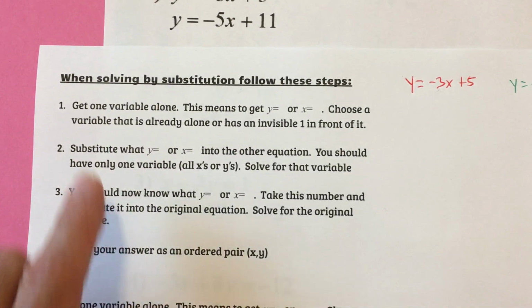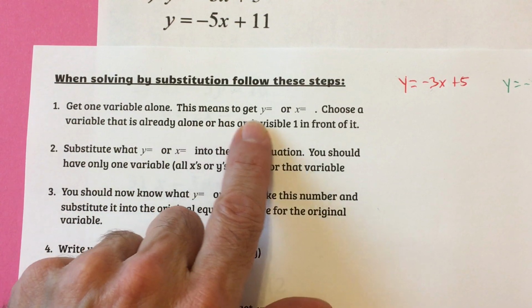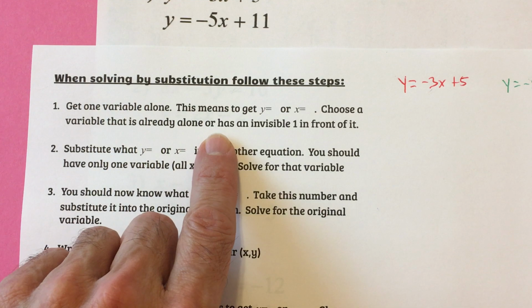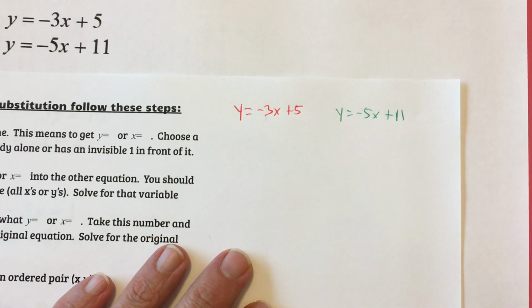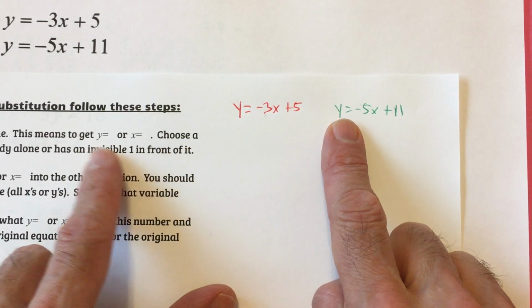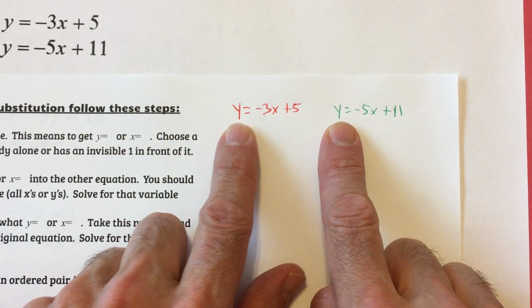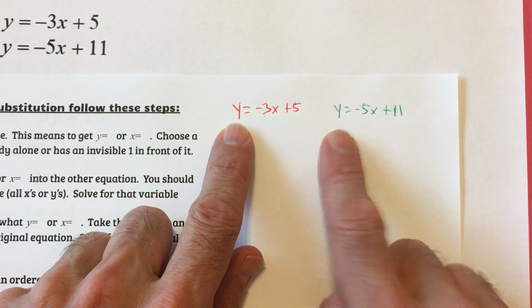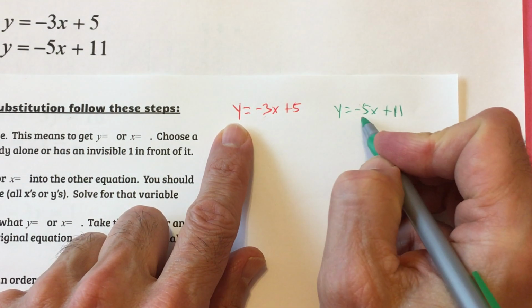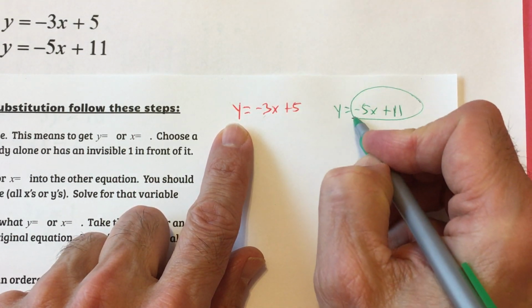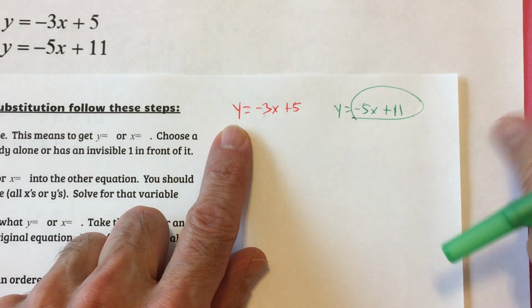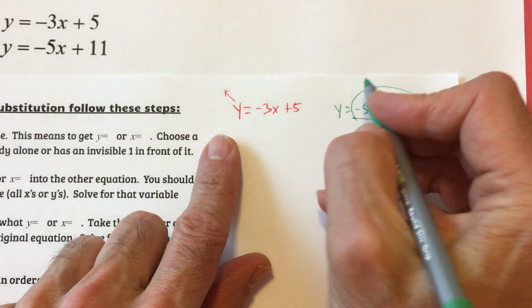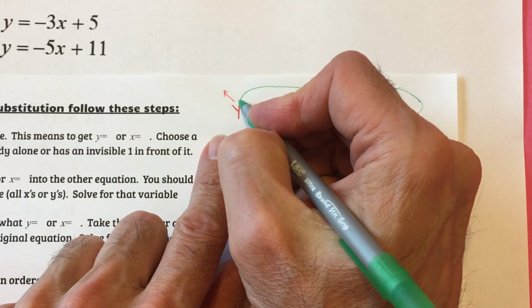I'm going to go back to the directions. It says get one variable alone. This means to get y equals or x equals. Choose a variable that is already alone or has an invisible one in front of it. Well, when I look at this, I see both of them have a y equals. You know what that means? You can use either one. What I'm going to do is take this y equals this stuff, over here in the red equation, I'm going to remove that y and replace it with what it equals.